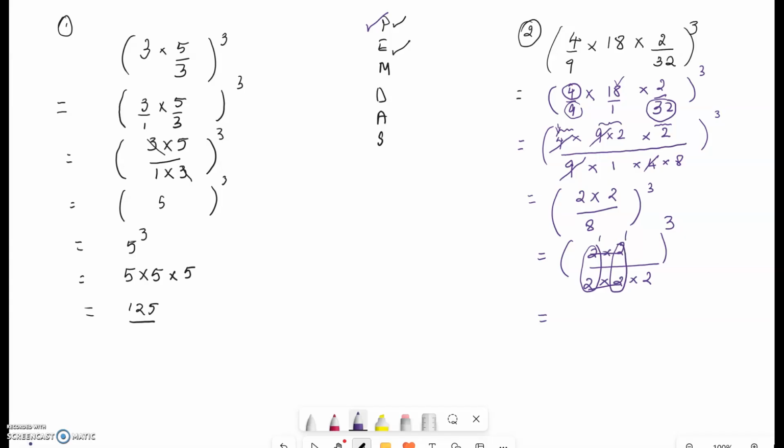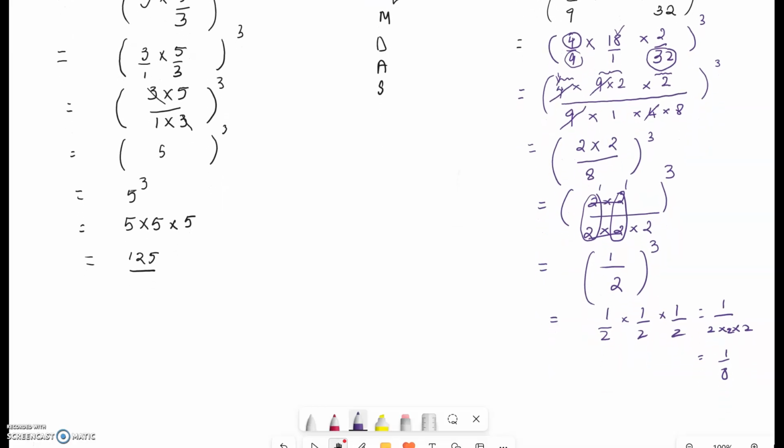So what we have in the numerator is a 1. The 2 that is left over is in the denominator. So it's a half, and then we cube it. So this is equal to half times half times half, and that is 1 over 2 times 2 times 2, which is equal to 1 over 8.